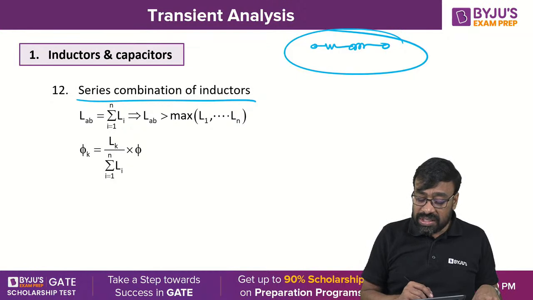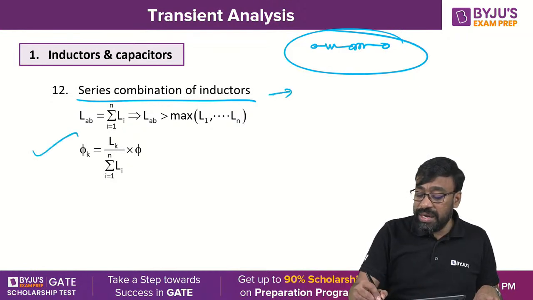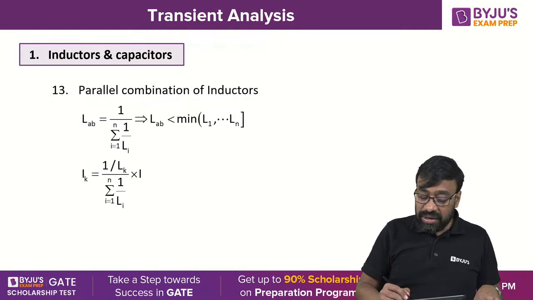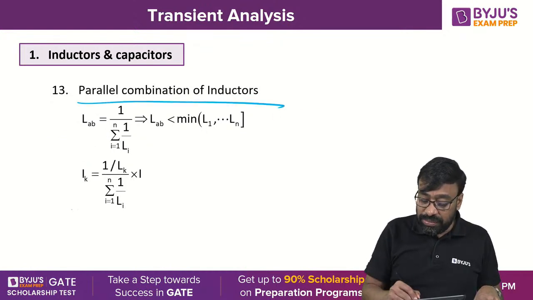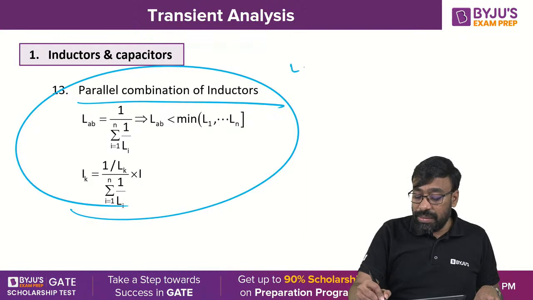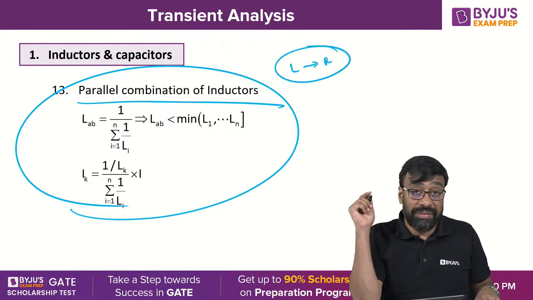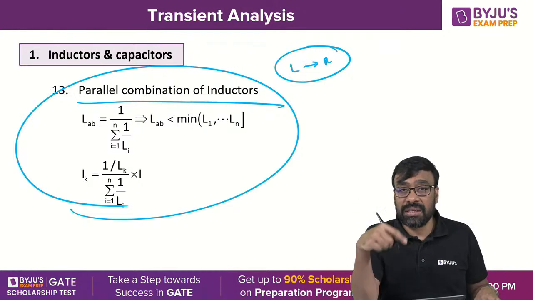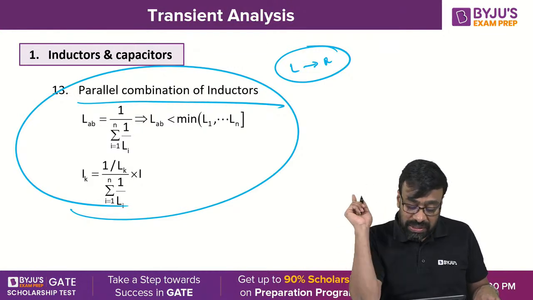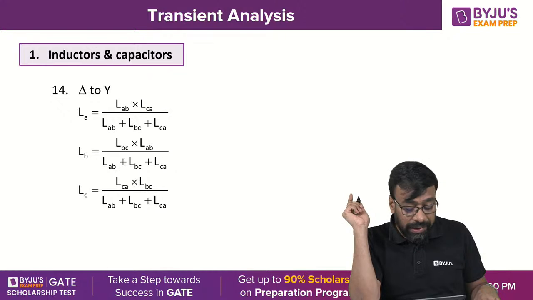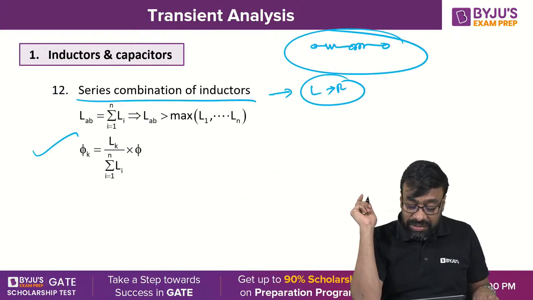Series combination of inductors: I told you that inductor formulas are the same as resistor formulas. I don't want to elaborate anything here. Parallel combination, similarly, inductor formulas are the same as resistor formulas. Please go back to the previous session if you have any doubt in the formulas. This is the current division method.